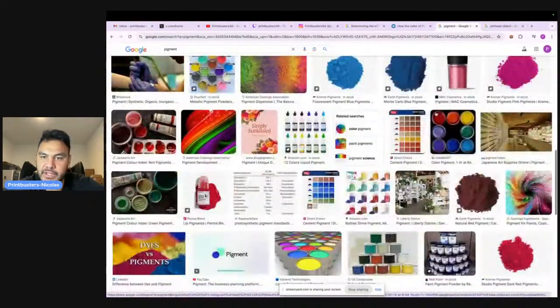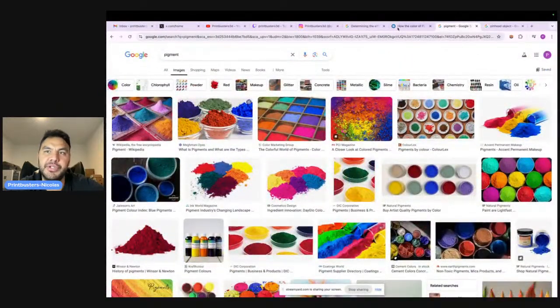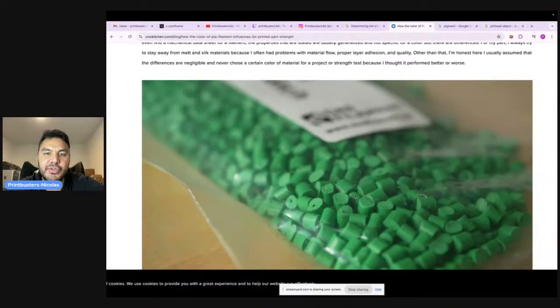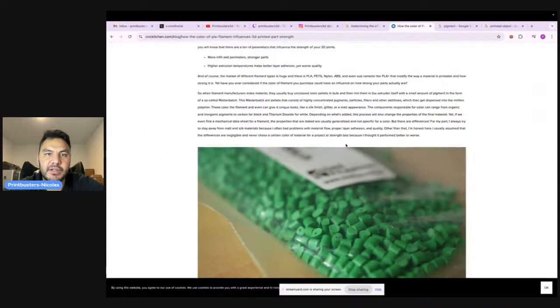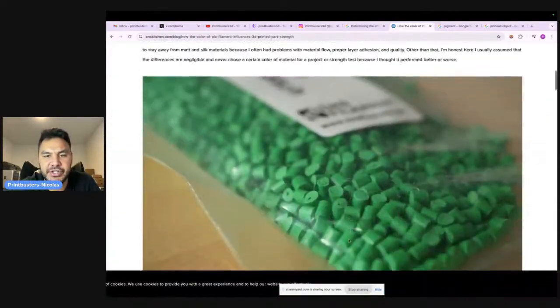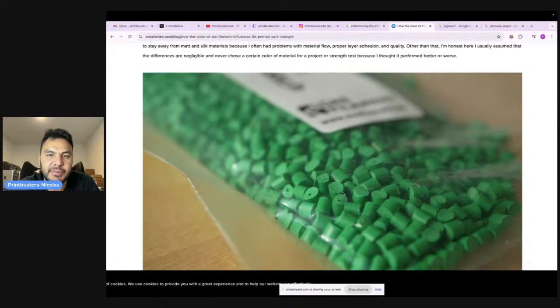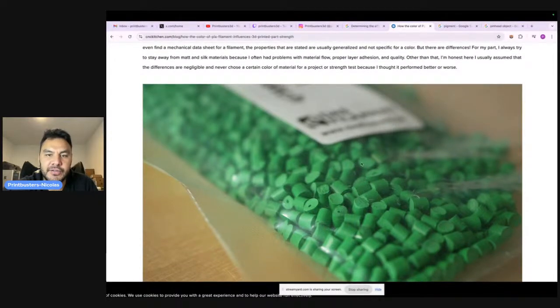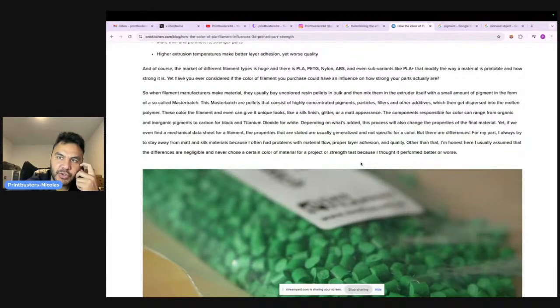So my guess is they pre-mix it. For example, they pre-mix it in PLA, right? And then you remix it with PLA. So if we have the concentration of the pigment in the master batch, and then we redilute it in the filament, then we have the exact amount of the dye, or the pigment. This colors the filament and even can give a unique look, like silk, glitter, matte appearance. The components responsible for color can range from organic and inorganic pigments to carbon black and titanium dioxide for white.